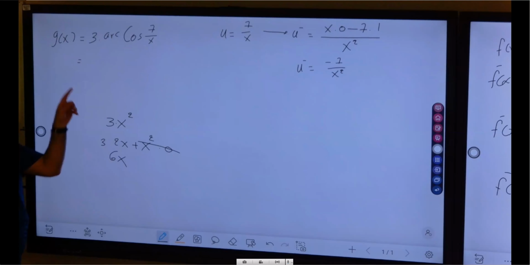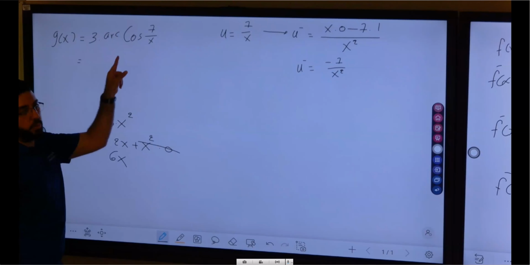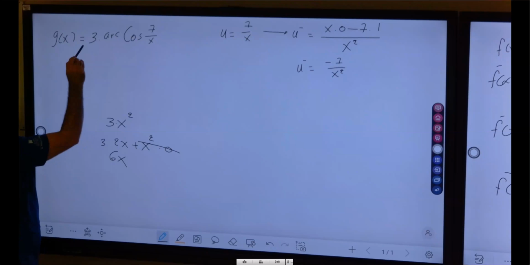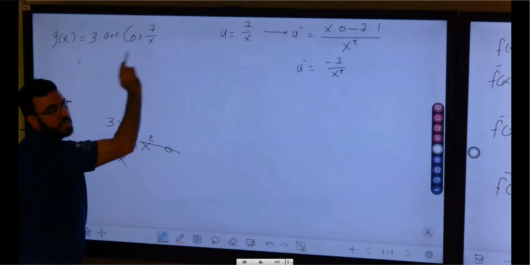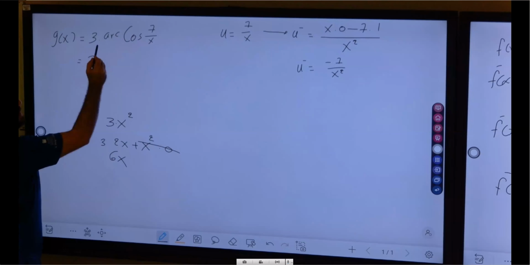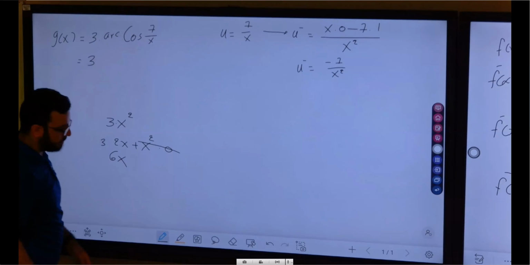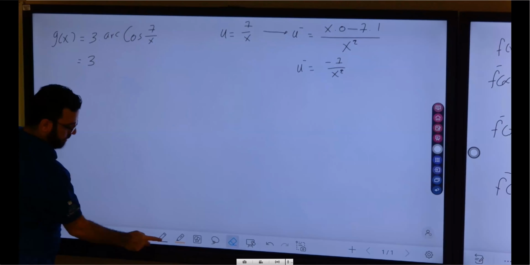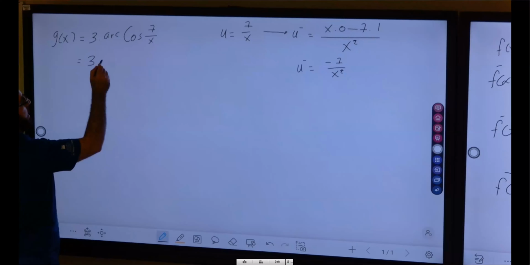So the same thing here. If you're using the product rule, you say the first one times the derivative here, plus the second one times the derivative here, which is 0. So the second part cancels, and we can keep the 3. What's the derivative here?